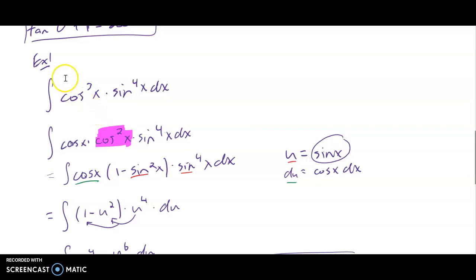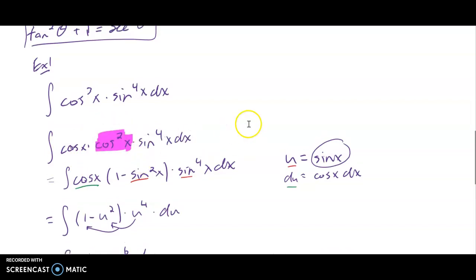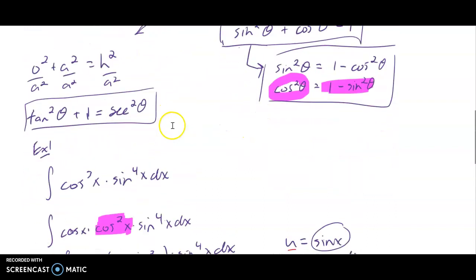But if I've got something that has an odd power, then I can go ahead and do this substitution where I take just one little piece out. I'm left with an even piece like this, and then we can use whichever formula is most appropriate.